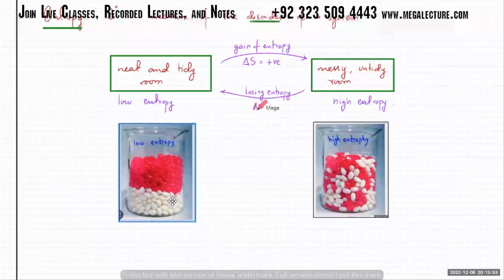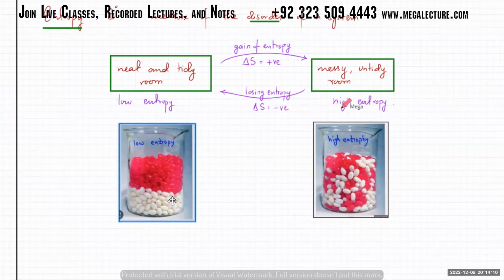And that is delta S negative. ठीक है, so you're constantly losing entropy. So is this clear? Delta S positive, delta S negative. Is this clear? Yes, sir.